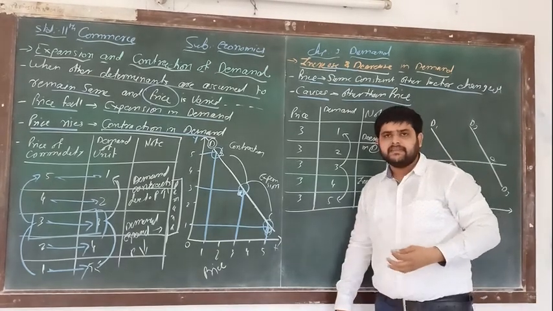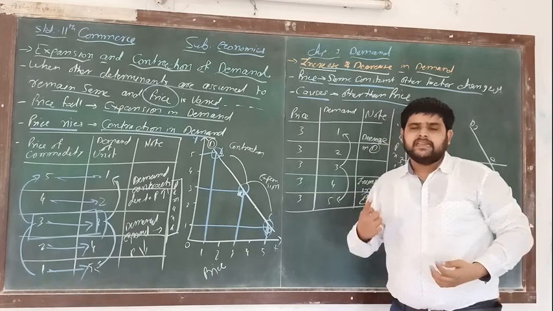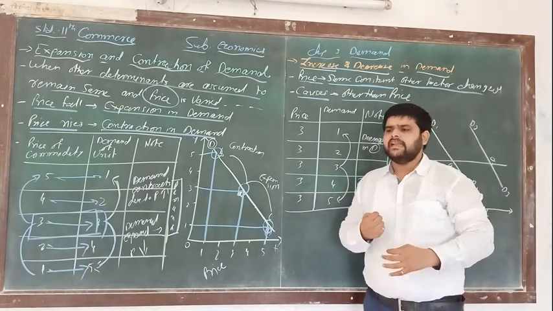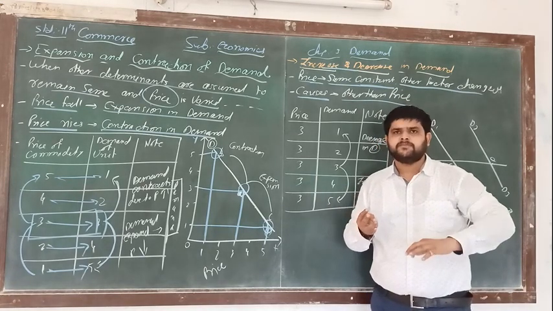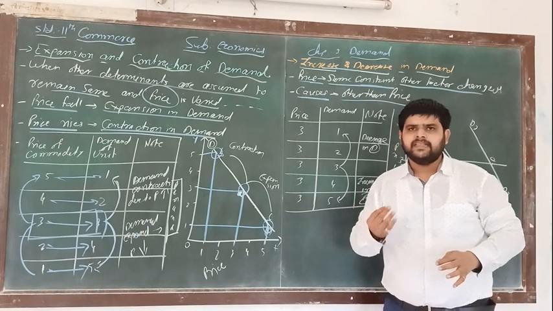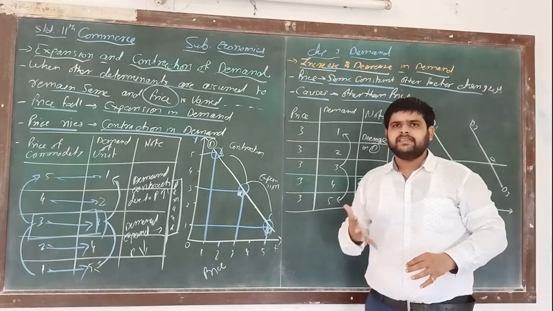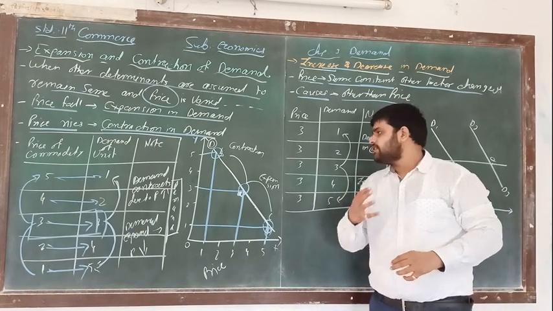There are 5 factors, as we discussed earlier. Number 1, taste and preference of the people. Number 2, income of people. Number 3, complementary and substitute goods. Number 4, future expectations of price. And number 5, population structure. So this is the change.